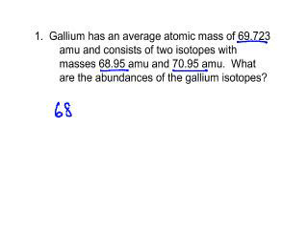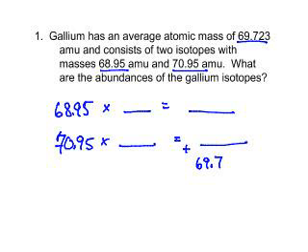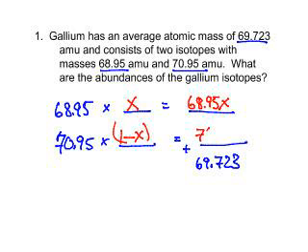So we're going to say 68.95 times something is equal to something. And then we got 70.95 times something is equal to something. But they both add up to 69.723. So now what you do is you say, let's call this x. So this will be 68.95x. And this will be 1 minus x. And this will be 70.95 times 1 minus x.